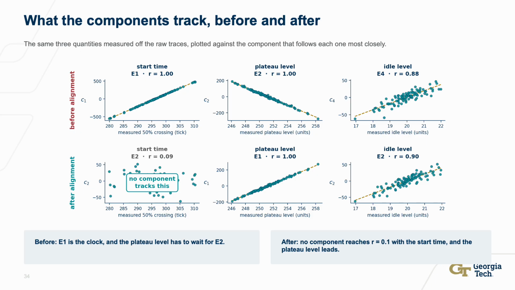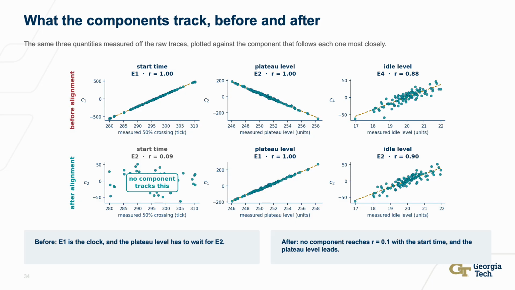Three quantities across the columns, each measured directly on the raw traces. Start time, plateau level, idle level. Top row is before alignment, bottom row is after. In every panel, I searched all the components and plotted the one that tracks the quantity most closely. So the component index in each title is a result rather than a choice.